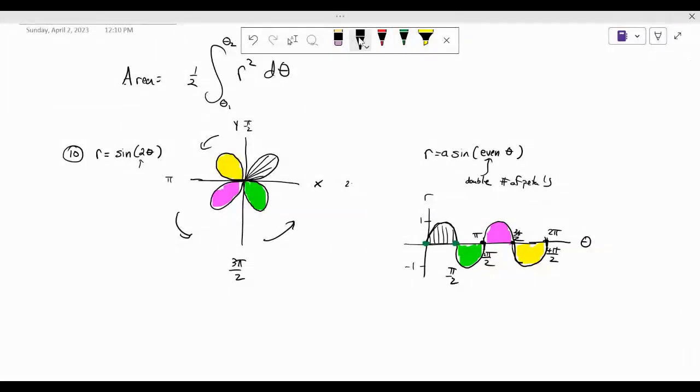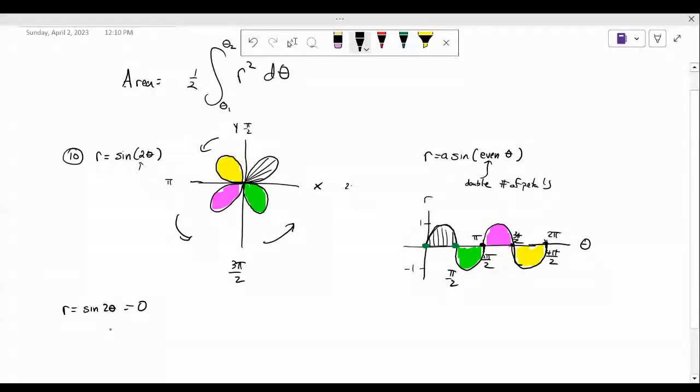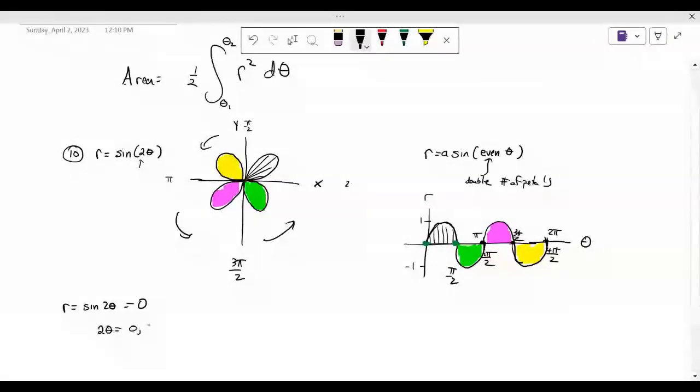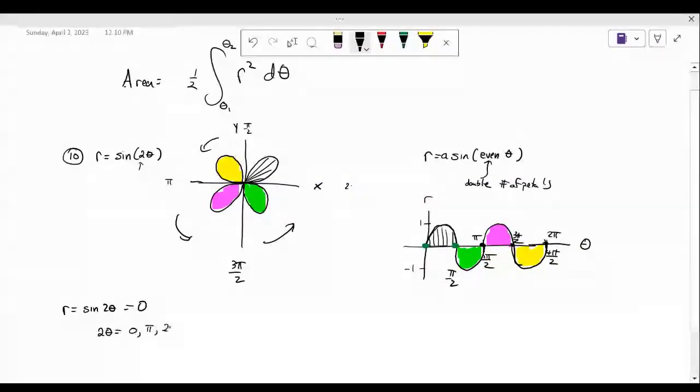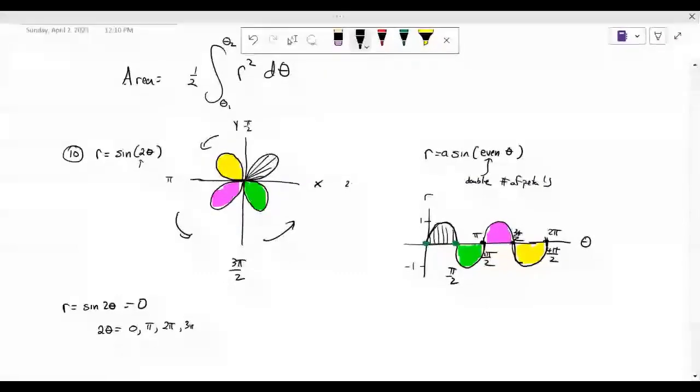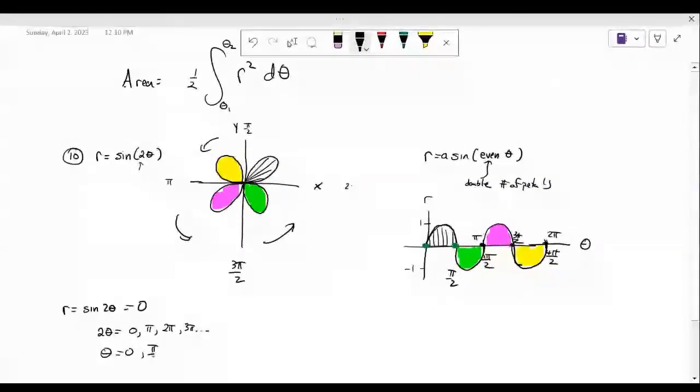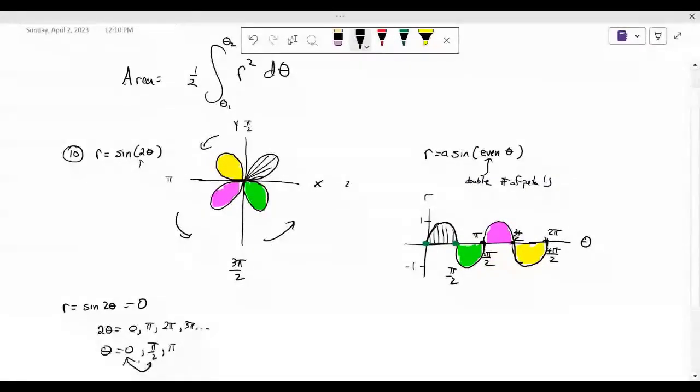So you would set r equal to 0, and you would say sine is 0 whenever the argument is an integer multiple of pi, and so on. Then divide by 2. I can stop, right? Because I see two consecutive values of theta where r is 0. So that should define a single petal.